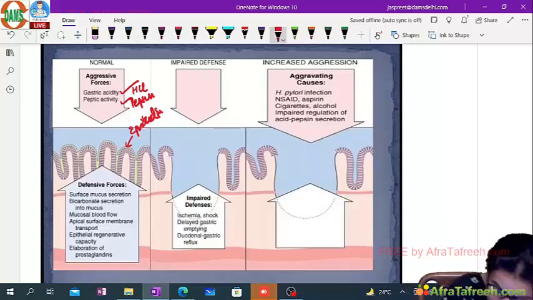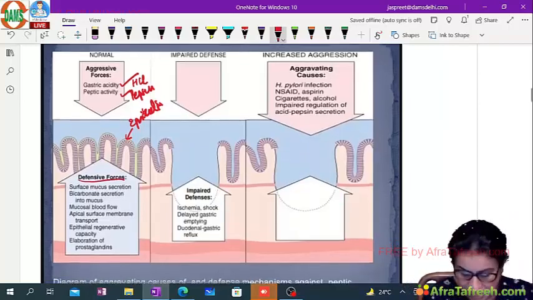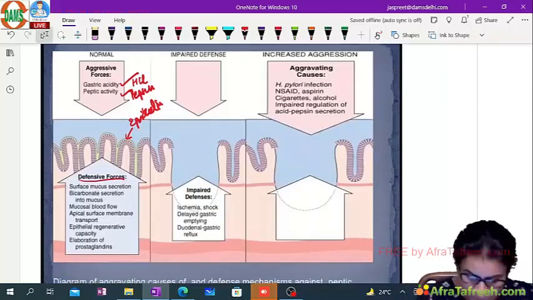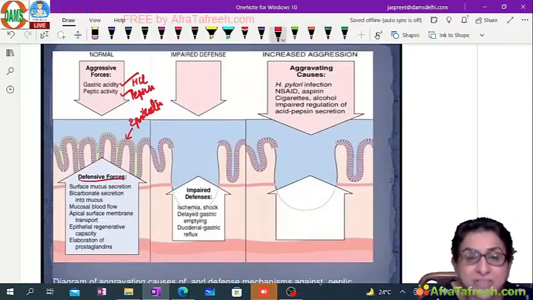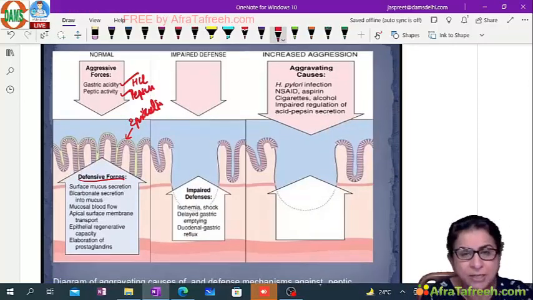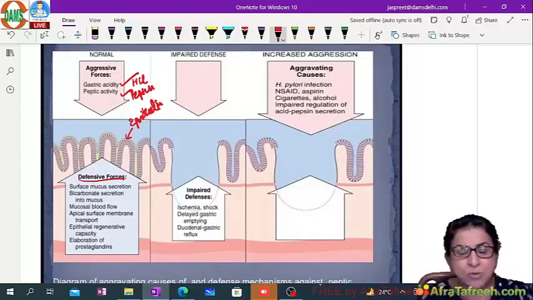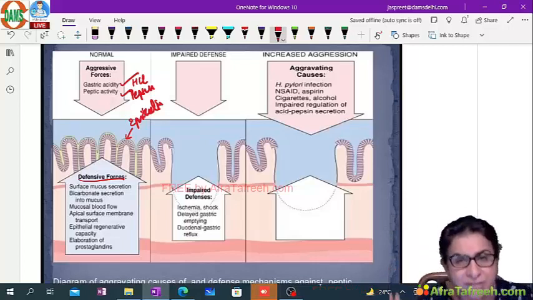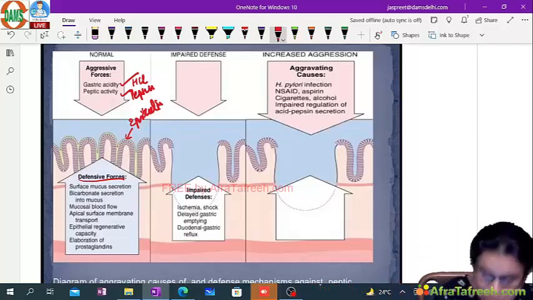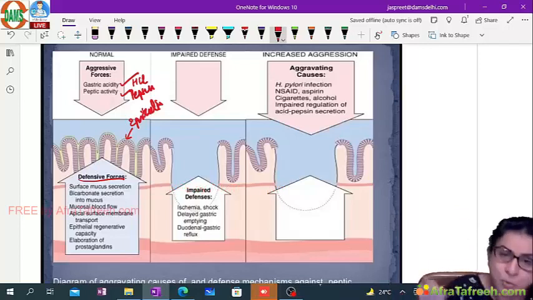Why? Because there are certain defense forces which the stomach has, which protect it from acid pepsin digestion. Both hydrochloric acid and pepsin can digest even the mucosa, not only the food. But the mucosa of the stomach doesn't get digested. It remains intact because there are certain defense mechanisms which the mucosa has.